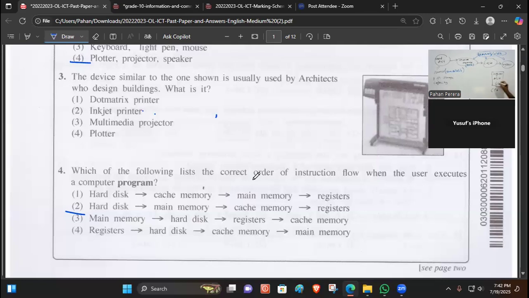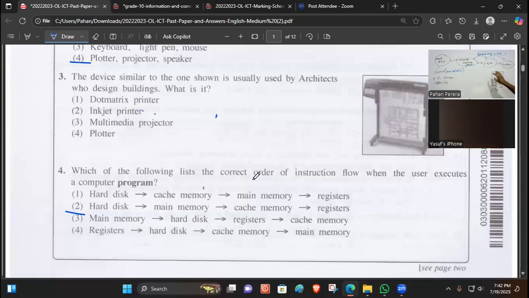Then this ALU, the arithmetic and logic unit, is used to do the calculation and processing part. But when the ALU is doing the calculation and processing, the data should be stored by some component. The data that needs to be processed by the ALU is temporarily stored in registers. Then once processed in the ALU, the data should be stored somewhere.